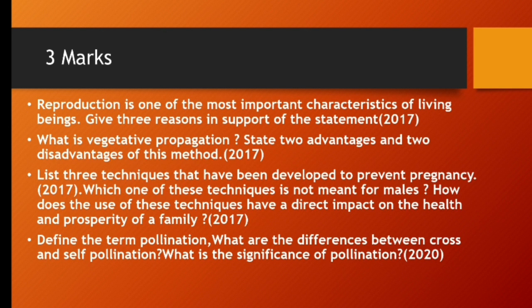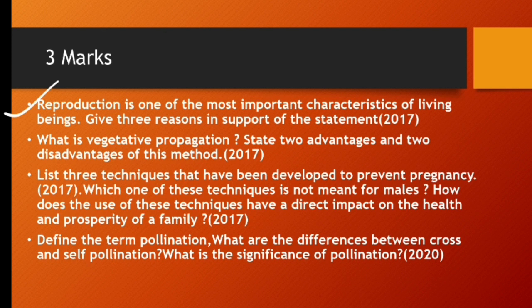Basically, reproduction is a biological process where young ones are formed from the parents, right, of the same kind. You have to mention the word same kind. Okay. Then what are the 3 significances you can write? What are the 3 reasons?